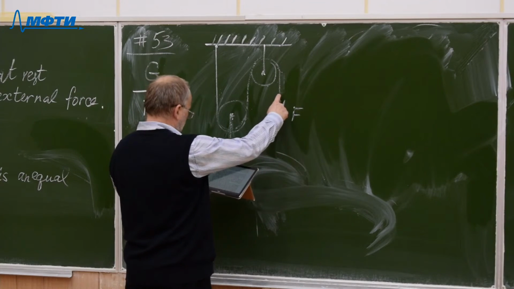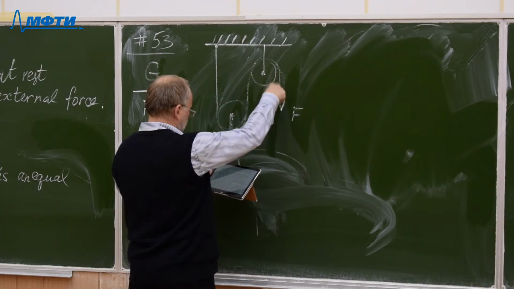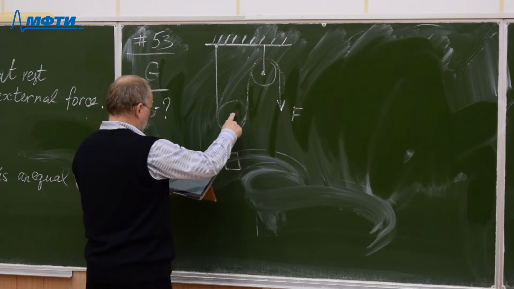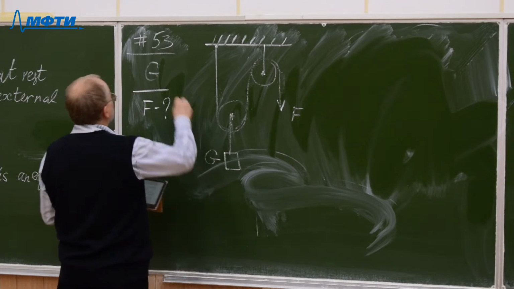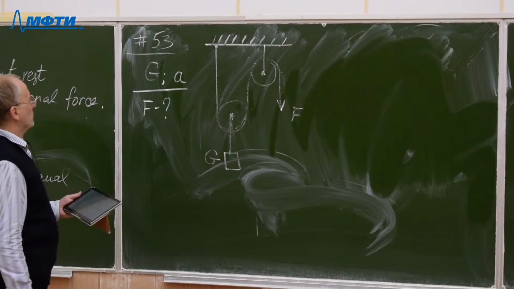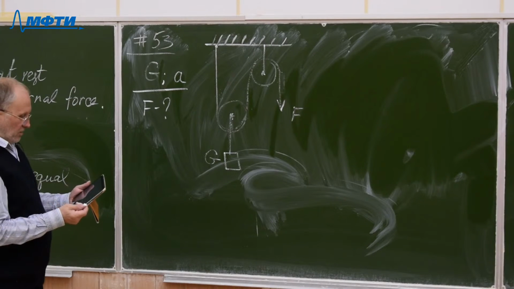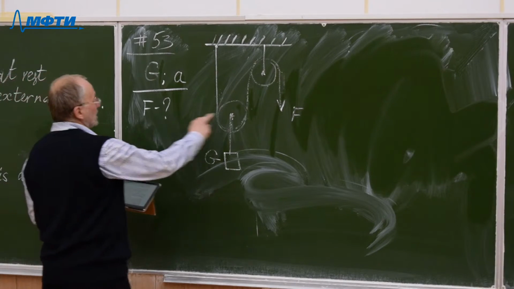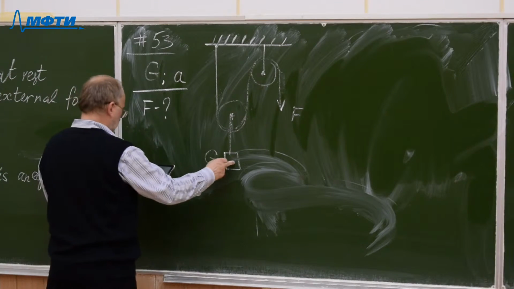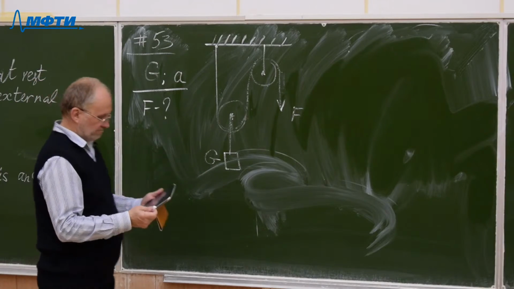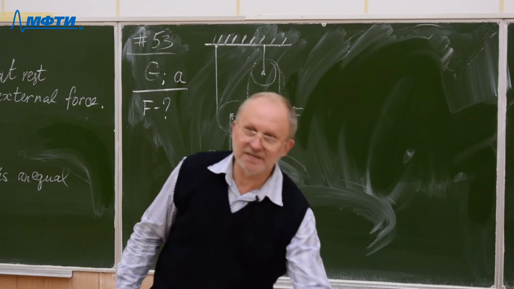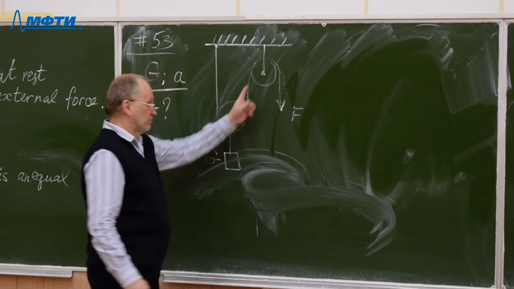It says passed around the second pulley so that the weight G moves upward with an acceleration A. So acceleration A is also given. We have to obtain such acceleration. And what force should be applied? Another question. What force F should be applied so that the weight G is at rest? Disregard the mass of the pulleys and the rope, and I would add disregard friction in pulleys.